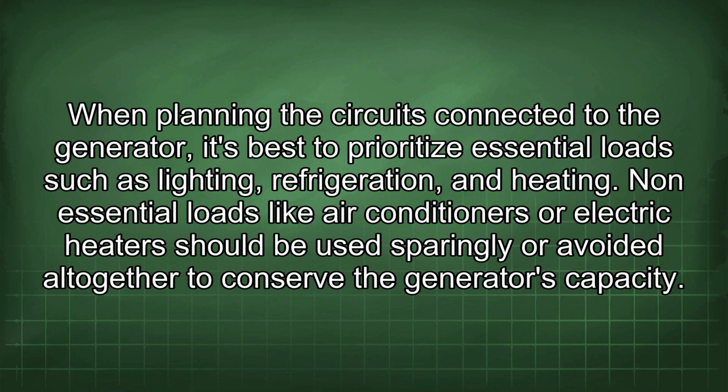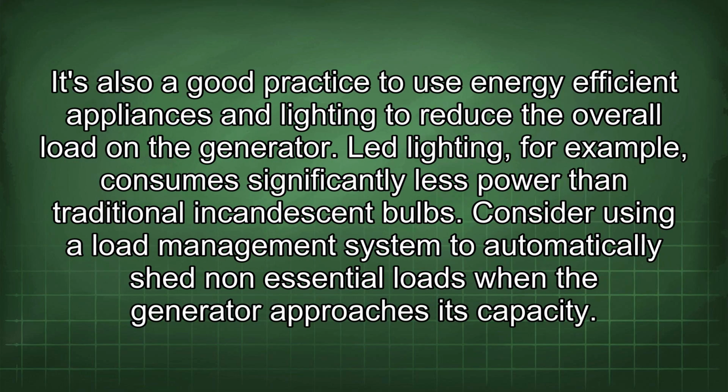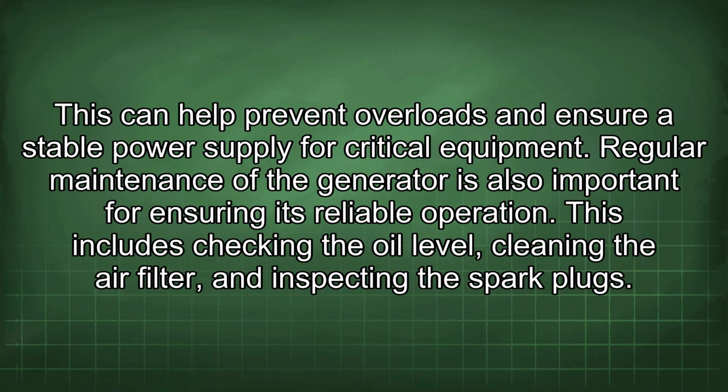When planning the circuits connected to the generator, it's best to prioritize essential loads such as lighting, refrigeration, and heating. Non-essential loads like air conditioners or electric heaters should be used sparingly or avoided altogether to conserve the generator's capacity. It's also a good practice to use energy-efficient appliances and lighting to reduce the overall load on the generator. LED lighting, for example, consumes significantly less power than traditional incandescent bulbs. Consider using a load management system to automatically shed non-essential loads when the generator approaches its capacity. This can help prevent overloads and ensure a stable power supply for critical equipment.